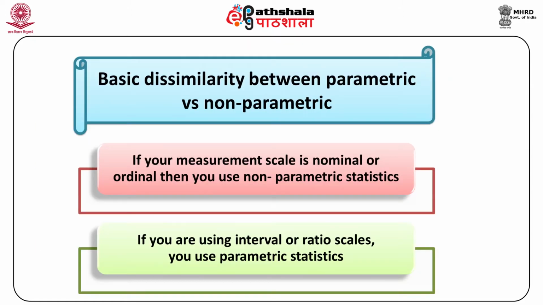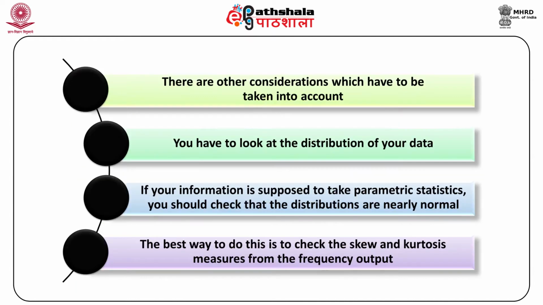The basic dissimilarity between parametric versus non-parametric is that if your measurement scale is nominal or ordinal, then you use non-parametric statistics. If you are using interval or ratio scales, you use parametric statistics. There are other considerations which have to be taken into account. You have to look at the distribution of your data. If your information is supposed to take parametric statistics, you should check that the distributions are nearly normal. The best way to do this is to check the skew and kurtosis measure from the frequency output.